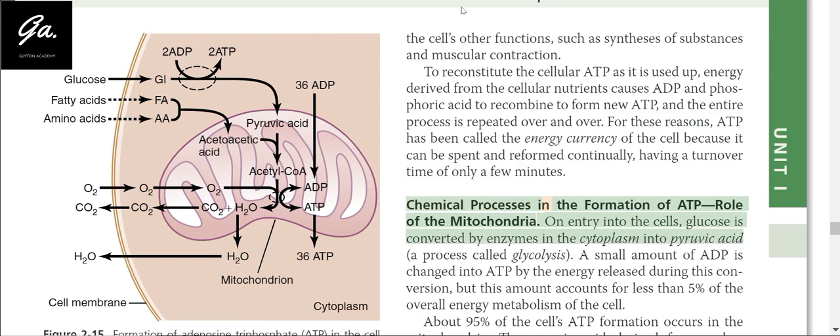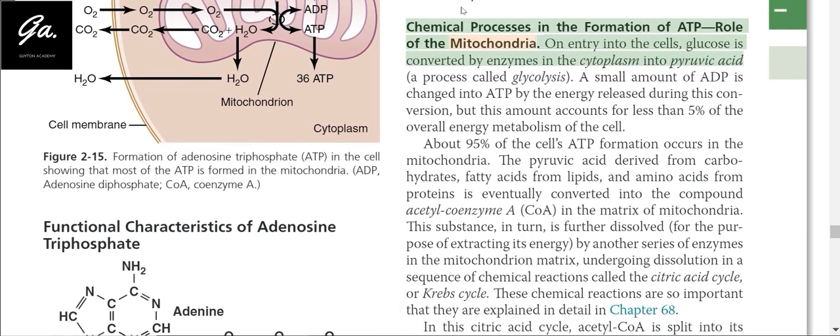Chemical processes in the formation of ATP: role of the mitochondria. On entry into the cells, glucose is converted by enzymes in the cytoplasm into pyruvic acid. A small amount of ATP is formed by the energy released during this conversion, but this amount accounts for less than 5% of the overall energy metabolism of the cell.